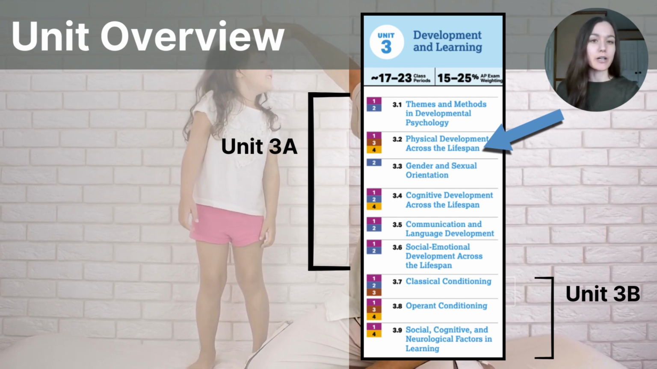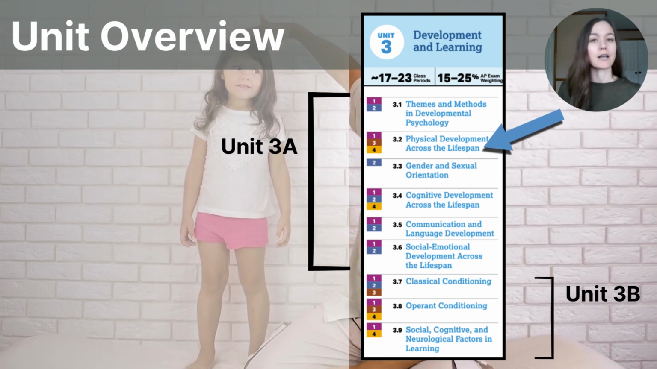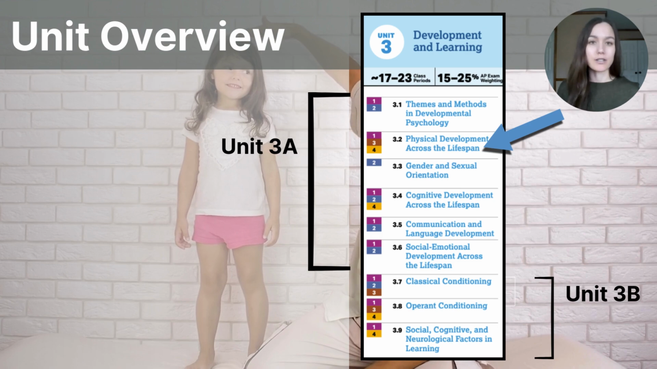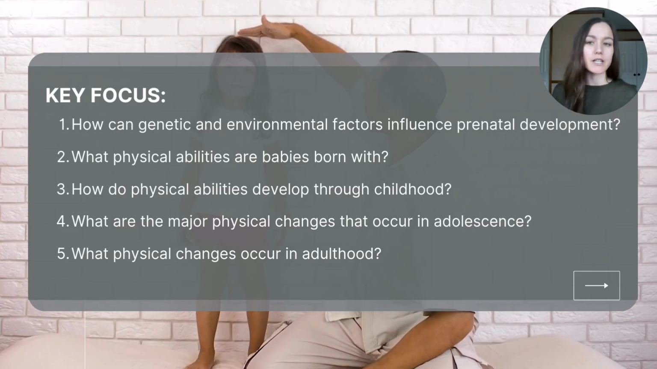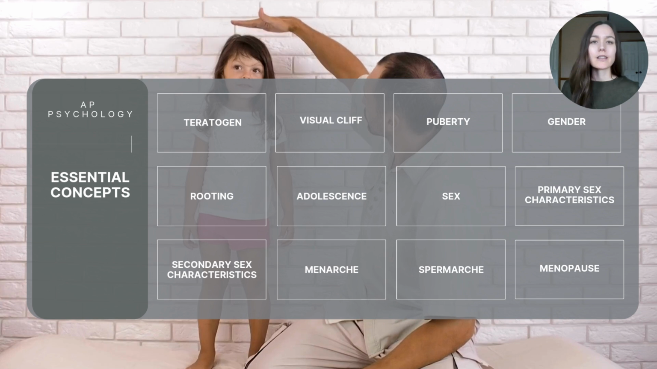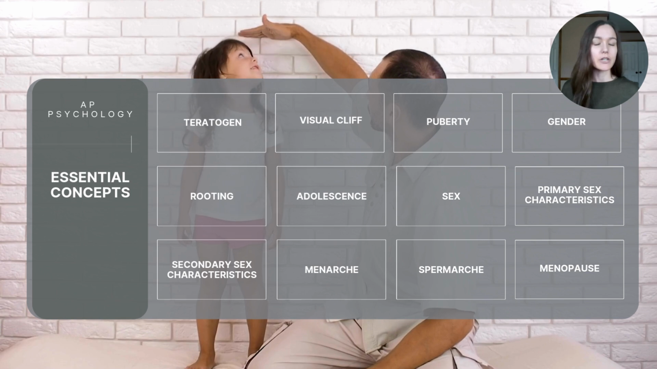Today's video will cover the sections titled 3.2 Physical Development Across the Lifespan and 3.3 Gender and Sexual Orientation. These are the key focus questions for today's video. By the end, you should be able to answer each one of them. These are the key vocabulary concepts that you should take note of while watching today's video. By the end, you should be able to define and describe them.